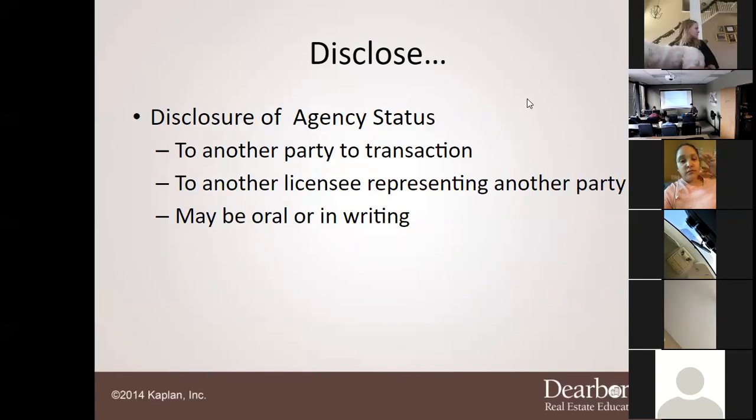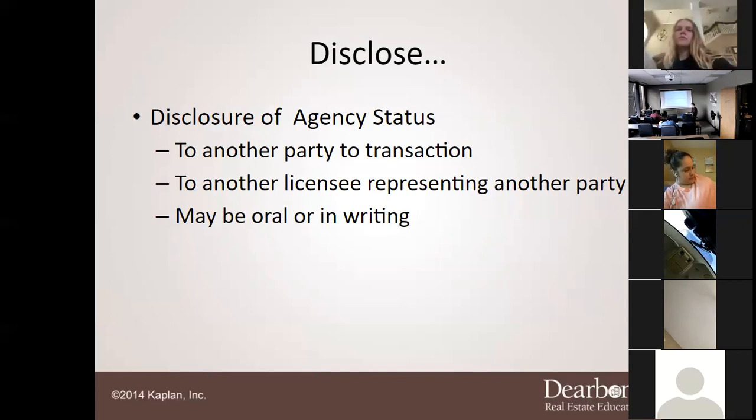So, disclosure of agency status. When I send you the form, you disclose who you actually represent. You'll need to disclose agency status to another party in the transaction, pretty much to all parties in the transaction. You'll need to disclose it to another licensee that's representing another party. So even the other agent representing the buyer, if you're representing the seller, you would still need to disclose your agency status.